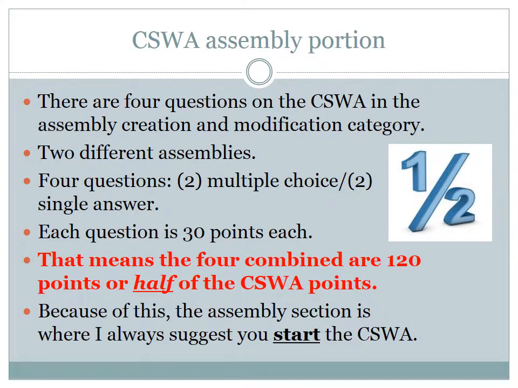There are 4 questions on the CSWA in the assembly creation and modification category. There are 2 different assemblies. There are 4 total questions, 2 multiple choice, 2 single answer. Each question is 30 points each. That means the 4 combined are 120 points, or half of the CSWA points. Because of this, the assembly section is where I always suggest you start the CSWA.